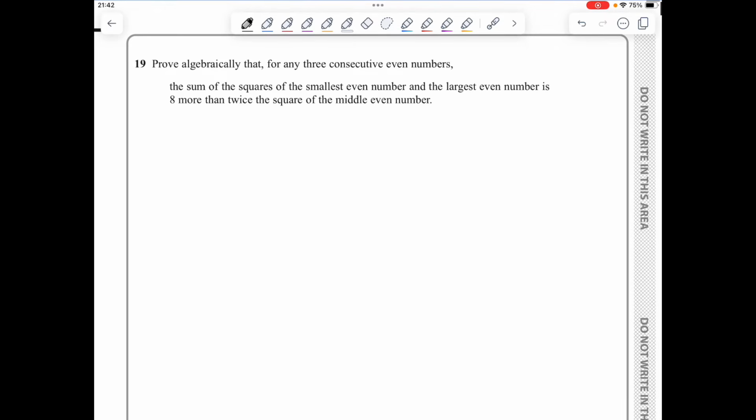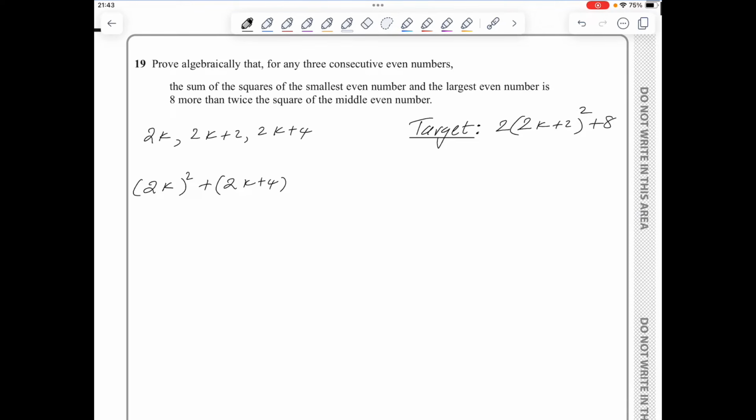For question 19, there are various ways to show this. I'll do it using 3 different ones. So for the first one, I've got 2k, 2k plus 2, and 2k plus 4. The 2k is there to make sure that whatever k is, doubling that will give me an even number. Now my target is the following, and that's the middle number squared times 2 plus 8. So let's take the first one, square it, plus the third one, square that, and let's expand. 4k squared plus 4k squared plus 16k plus 16.